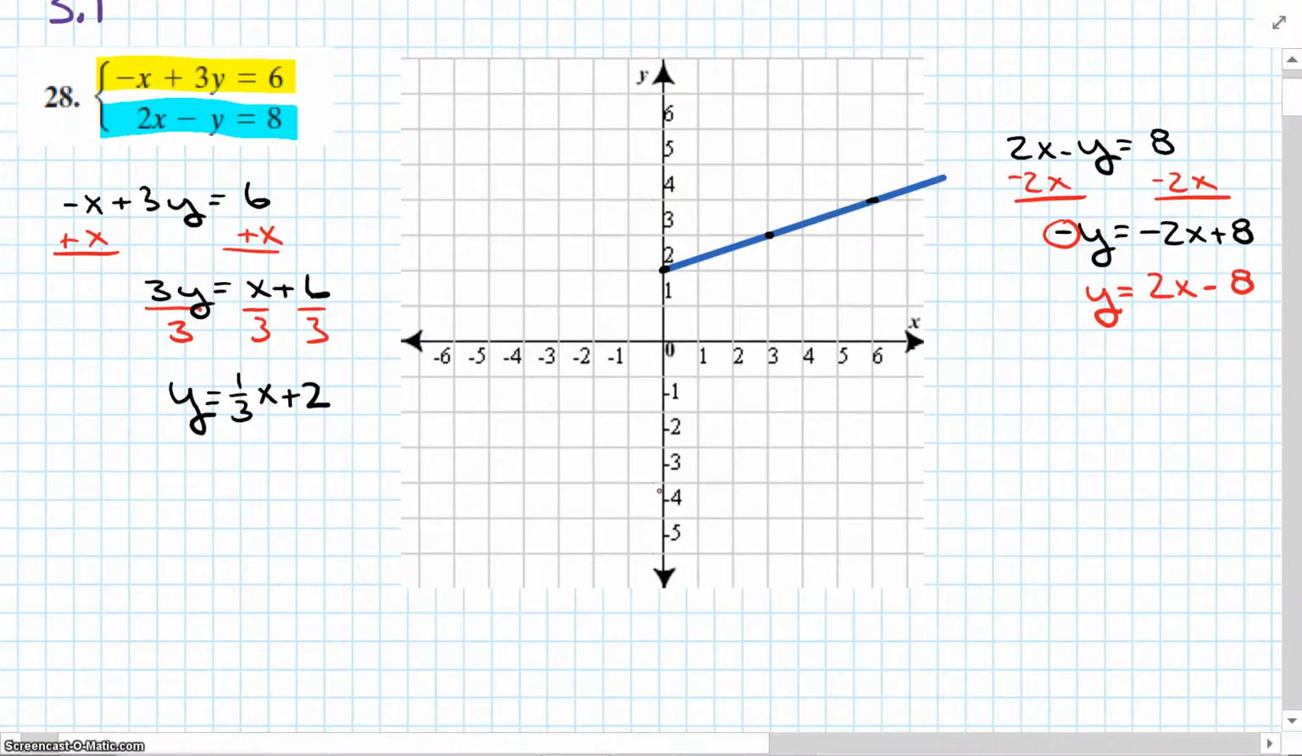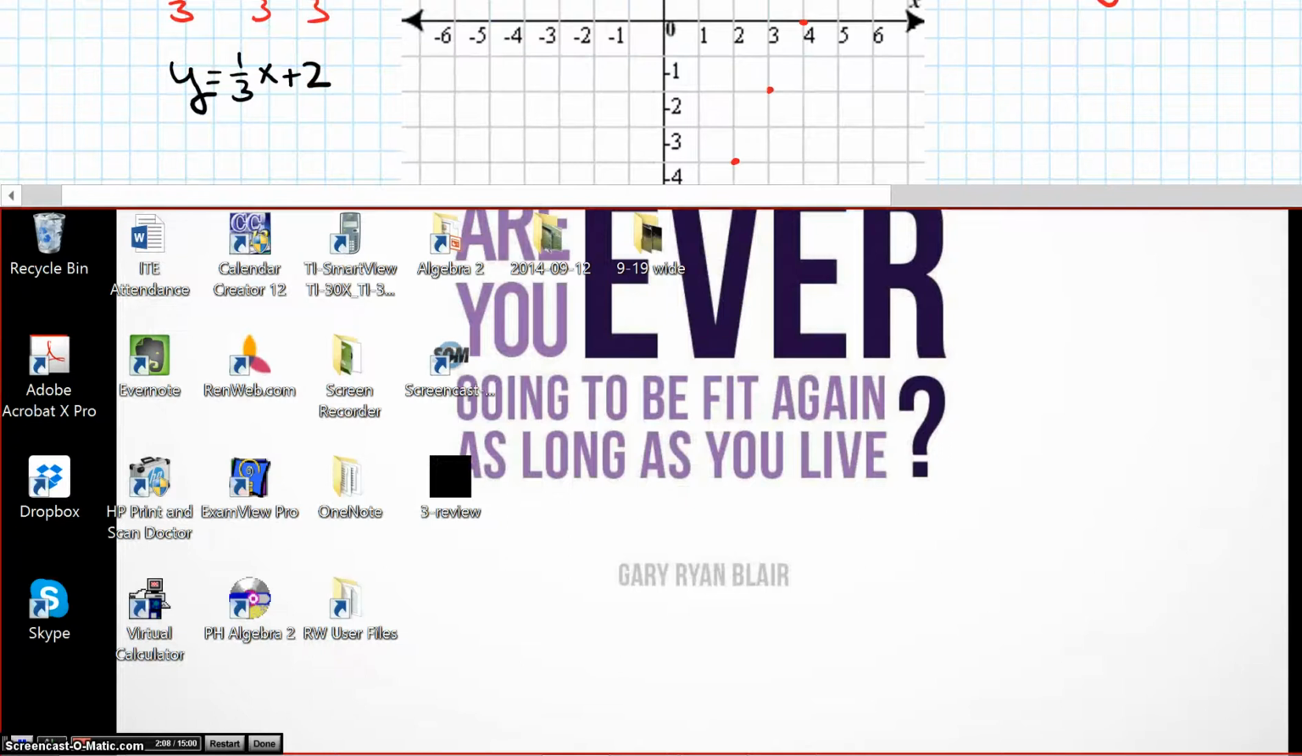My y-intercept is negative 8, so negative 1, 2, 3, 4, 5, 6, 7, 8. My slope is 2, so up 2 over 1, so we're going up to negative 6 over 1, up to negative 4 to 2, up to negative 2 to 3, up to 0 to 4. We're going to graph that line and see where they intersect, okay?